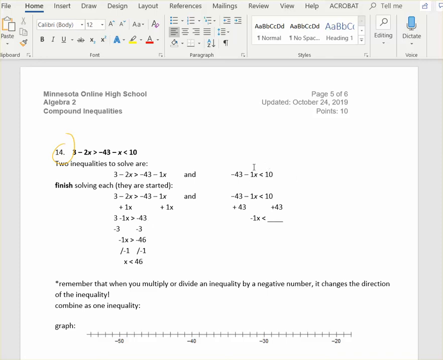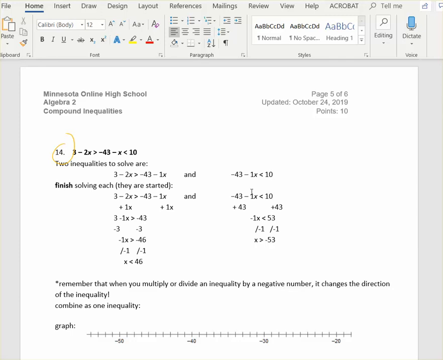And then I'll also move over here to the other inequality, and I already started to solve that by adding 43 to both sides. So you get negative 1x is less than 10 plus 43, which is 53. And then I, again, need to divide both sides by -1. So remember what happens. Divide by -1. And that means that you have x, like you want, but you have x is greater than, and then 53 divided by -1 is -53.